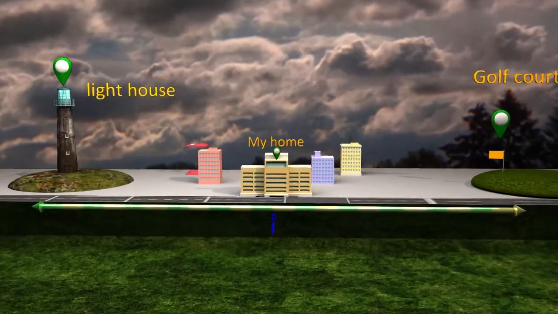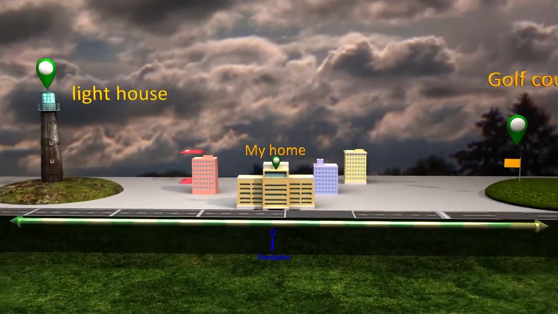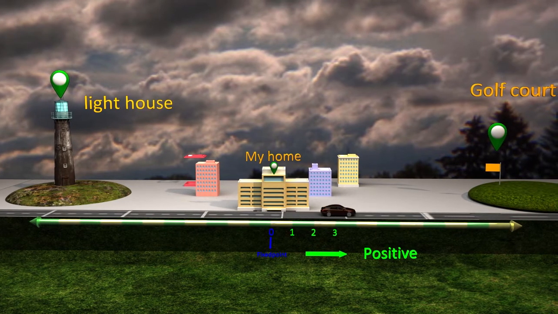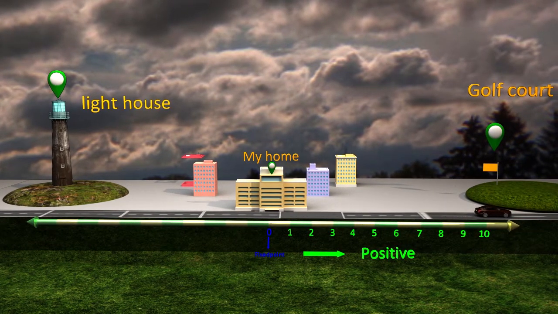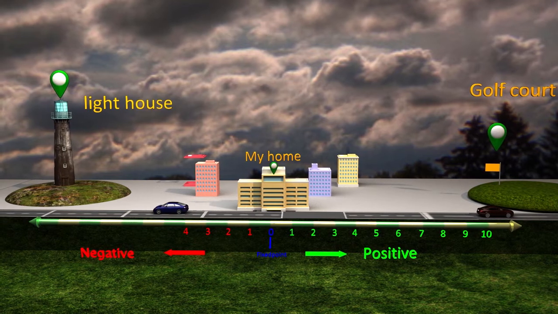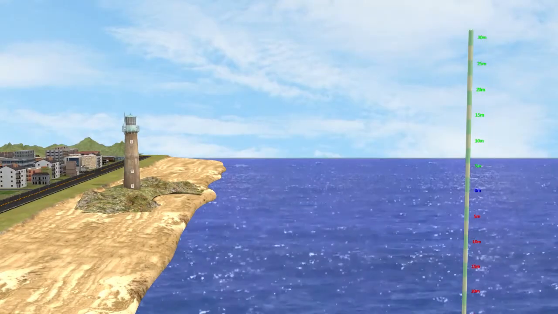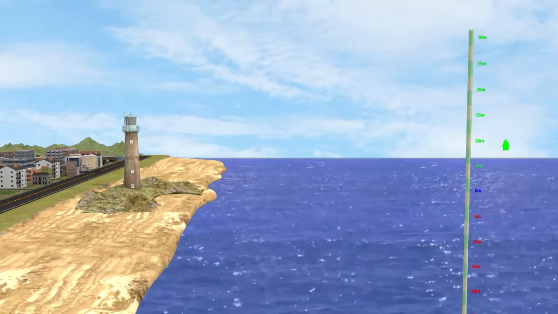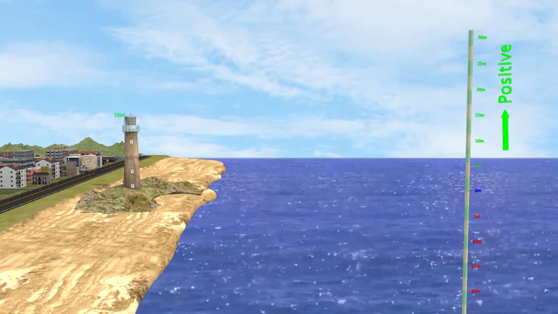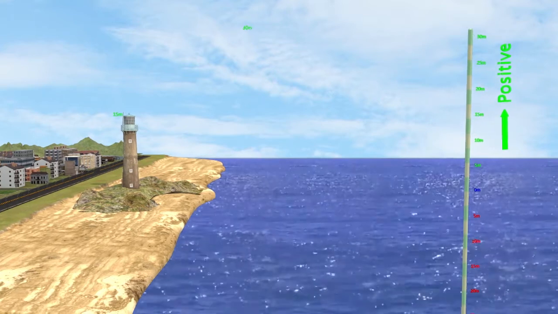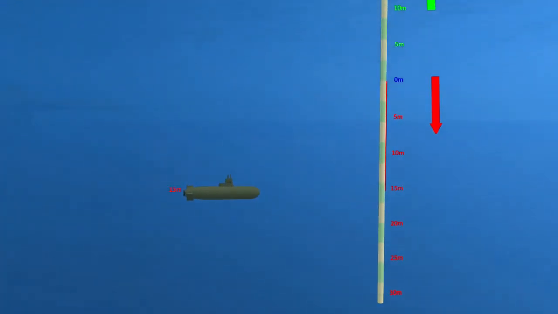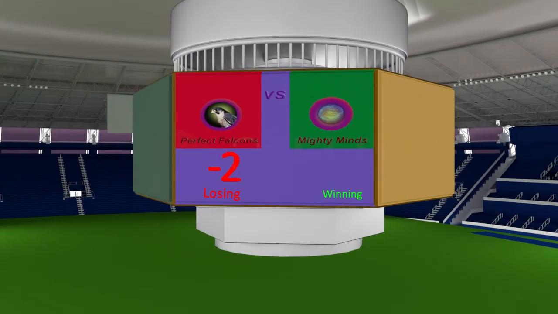Displacement, with respect to a fixed point and fixed direction, towards the right is positive, and towards left is negative. In case of vertical movement, moving upwards is considered as positive, and moving downwards is considered as negative. In gaming, winning is considered as positive score, and losing is considered as a negative score.